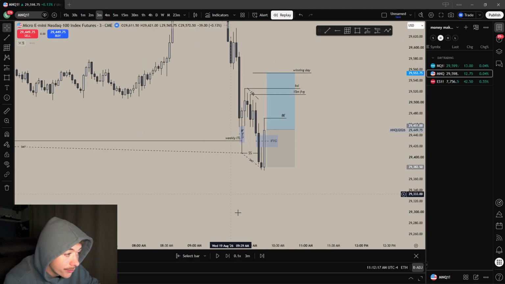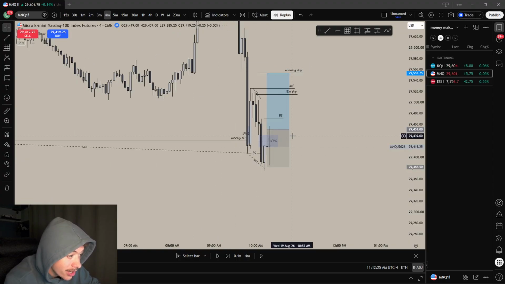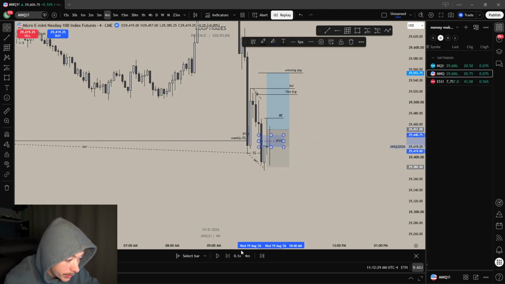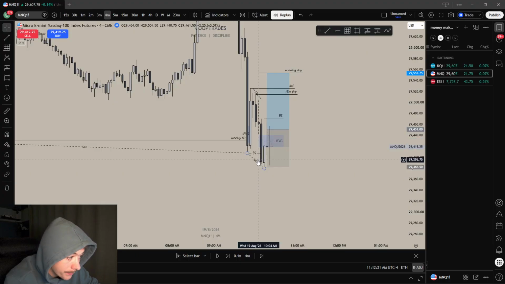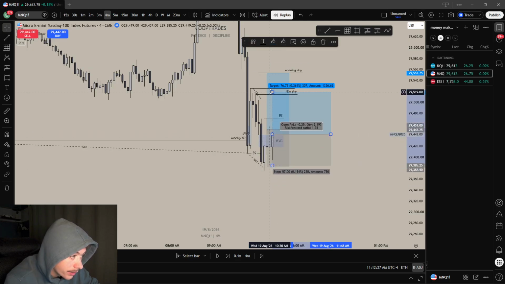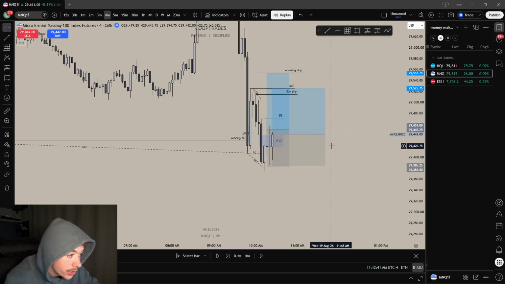And I should have waited for the 4-minute. As we can see, very, very close to getting stopped out. Very close. And as we can see here, the 4-minute did not inverse. So if we just waited for the 4-minute, which did inverse right here, this would have been our entry. It would have been a very nice entry, way better than what I ended up getting, and a great trade.